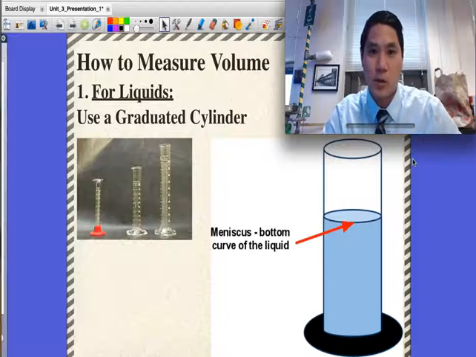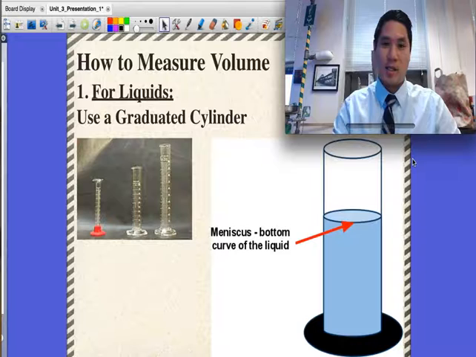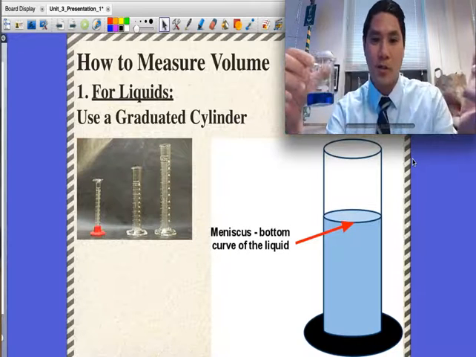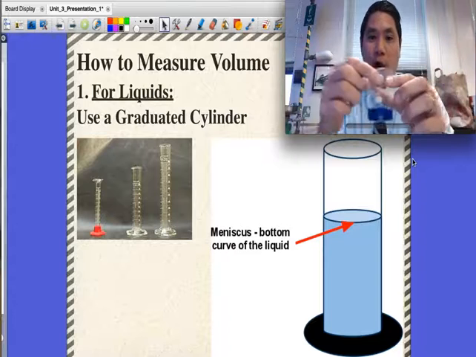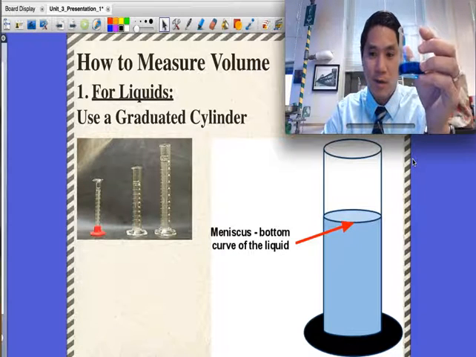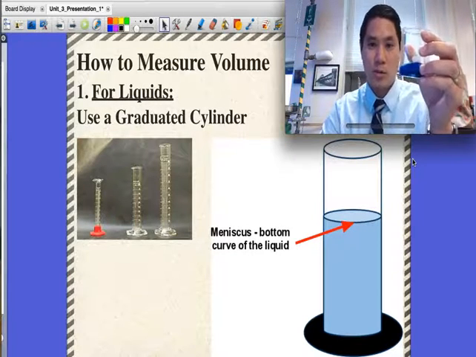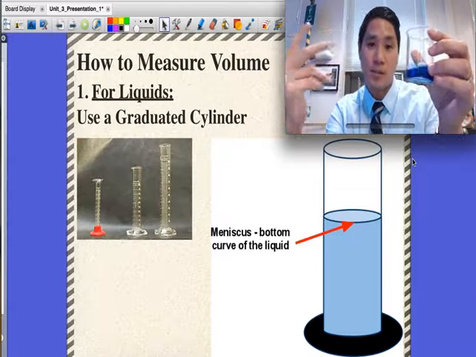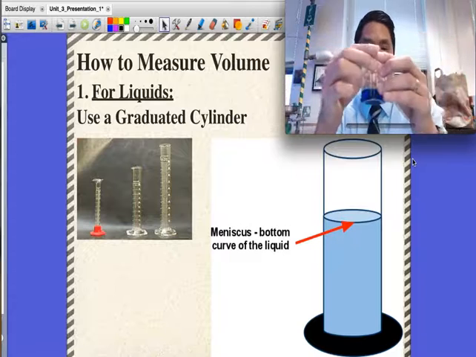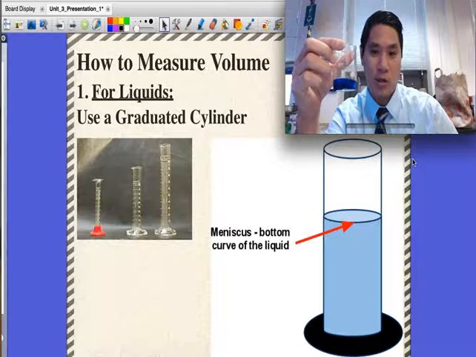All right, so the first way that we can find the volume of an object is if it's a liquid, right? And we're going to talk about 3 different ways to find the volume of an object. One is if you have a volume of a liquid, how can you find out how much volume? We've done this before, so this is not something new, but it's just to reiterate how you would go about doing this.